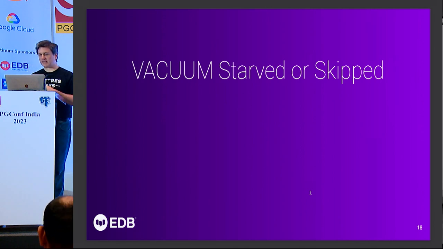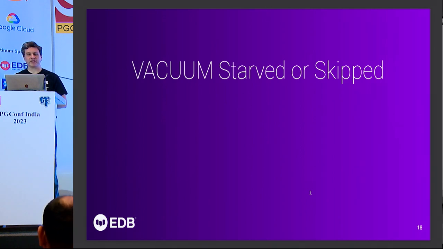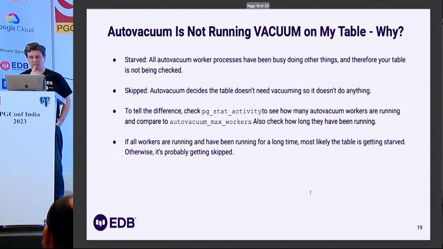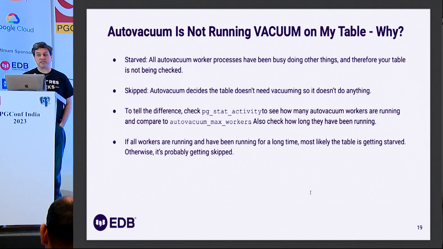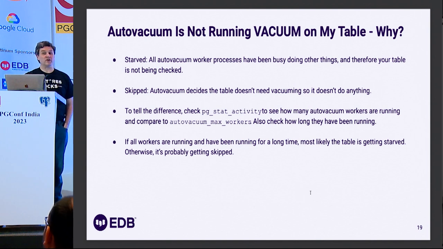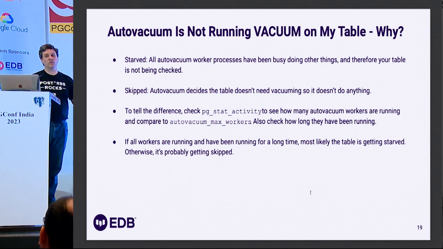And then we'll talk about the last two cases together, vacuum starved or vacuum skipped. In these cases, we see that the auto vacuum process is not running on your table at all. In the first set of cases, it was running forever. In the second set of cases, it was running over and over. Here what we see is auto vacuum seems never to be touching my table. And we wonder, why is that happening?